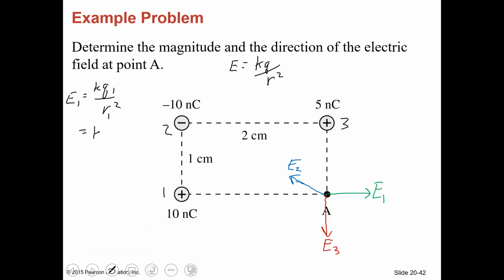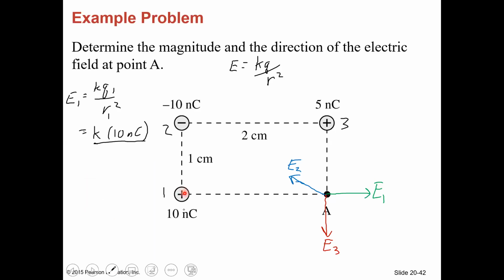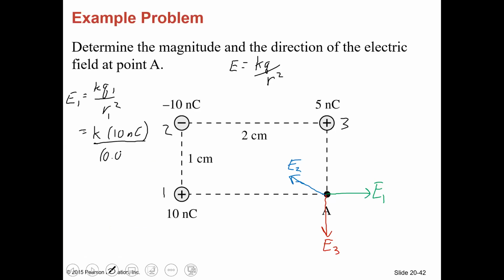For k, it's that same constant that we used with Coulomb's law, 8.99 times 10 to the 9. The charge Q1 is 10 nanocoulombs. Remember, nano is 10 to the negative 9, so make sure you put that in your calculators when you plug in. And then r squared: what distance are we talking about here? The distance between charge 1 and point A, this distance right here, which is 2 centimeters, so 0.02. I'm going to take these to be 2 sig figs. I hate when things are 1 sig fig.